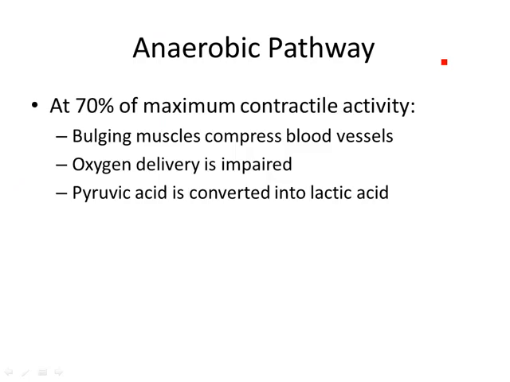Now we have an anaerobic pathway, and basically when this occurs is when you're at 70% of your muscular contractile activity. Okay, so think about when your muscles are bulging and they're contracting. All right, they're compressing the blood vessels. If you compress the blood vessels, you're cutting off oxygen supply, okay? So there's no more oxygen coming. It's impaired. And so you've got to have another way. If you can't aerobically make ATP, you've got to have a way to make it anaerobically. And the way we do that is we convert pyruvic acid to lactic acid.